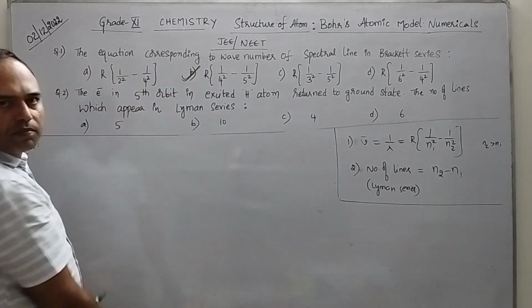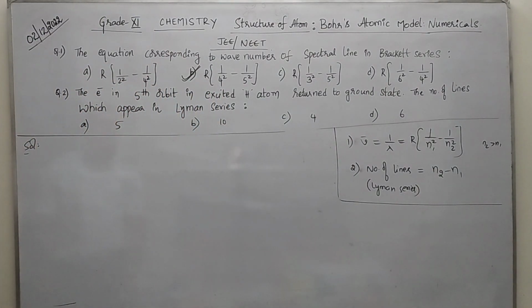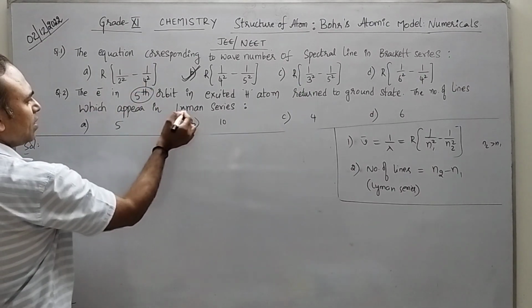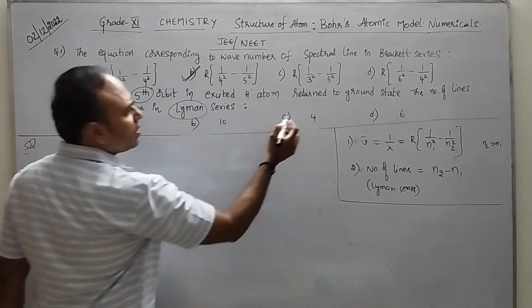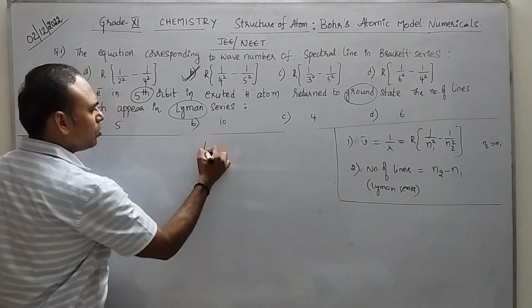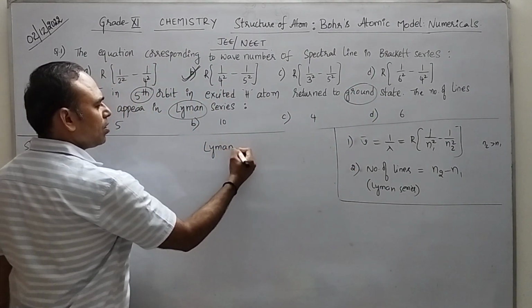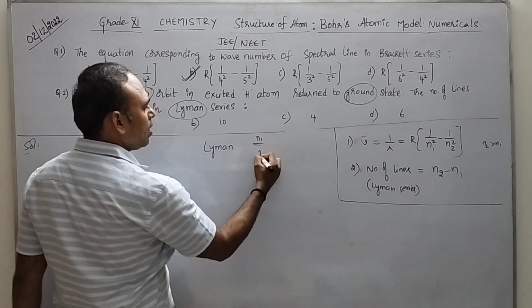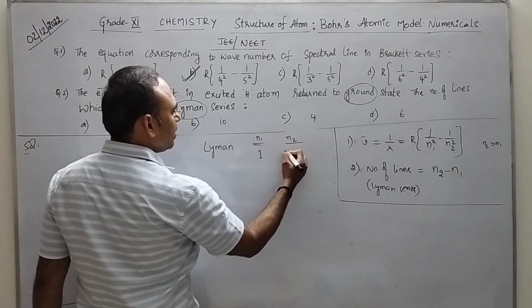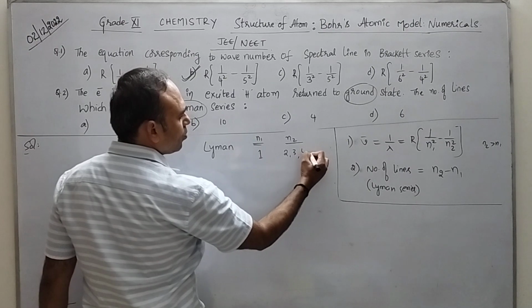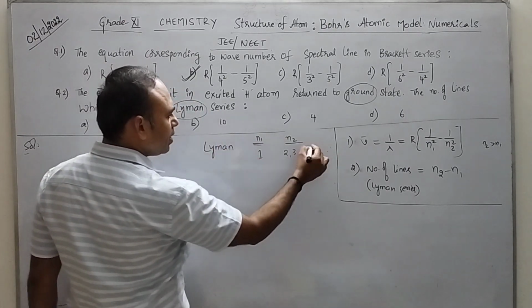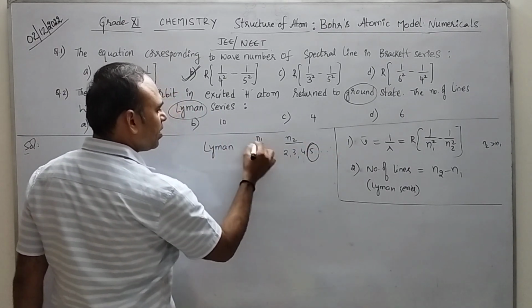I think you have completed. If not, let me solve this. So the electron in the 5th orbit, and that too in the Lyman series, is returning to the ground state. Now if you take the Lyman series, N1 is 1 and N2 can be 2, 3, 4, 5 and so on. Now they said that N2 is 5, N1 is 1.